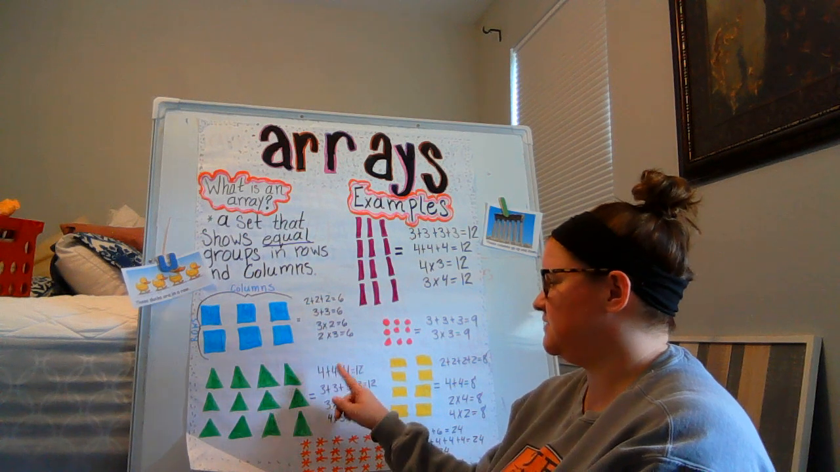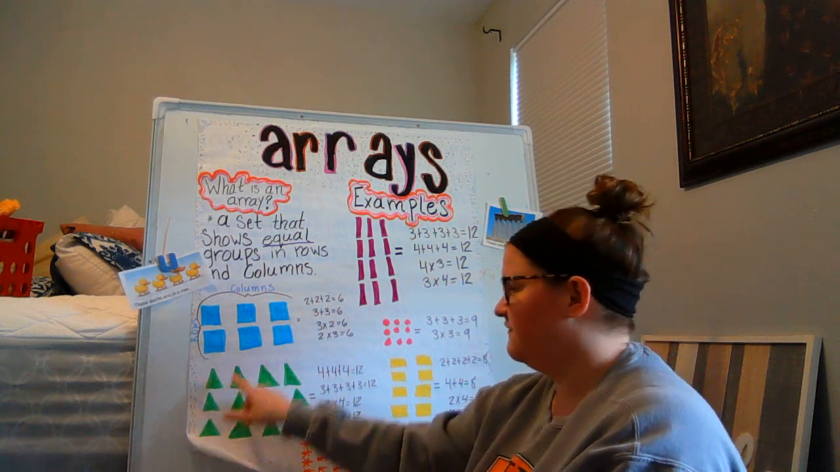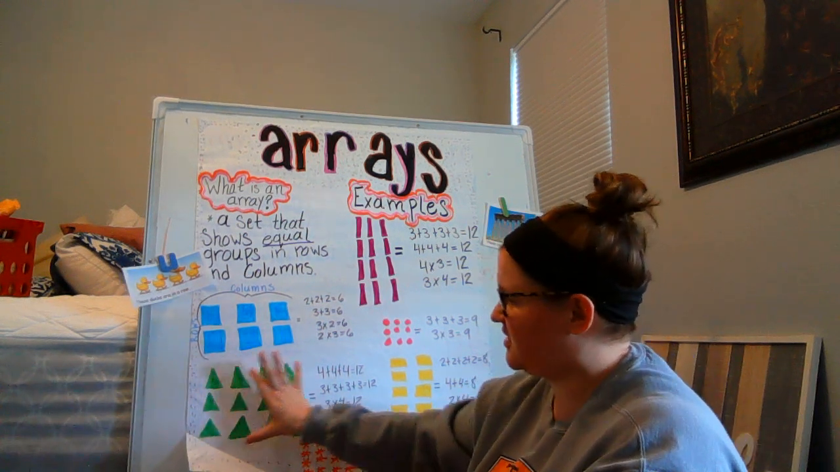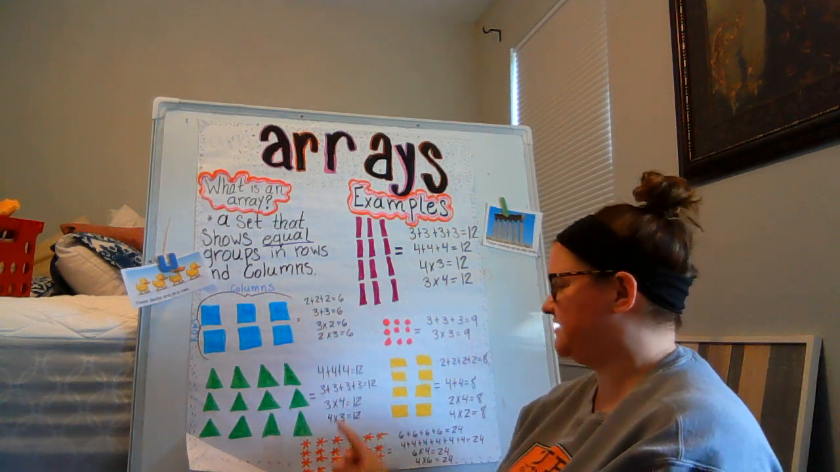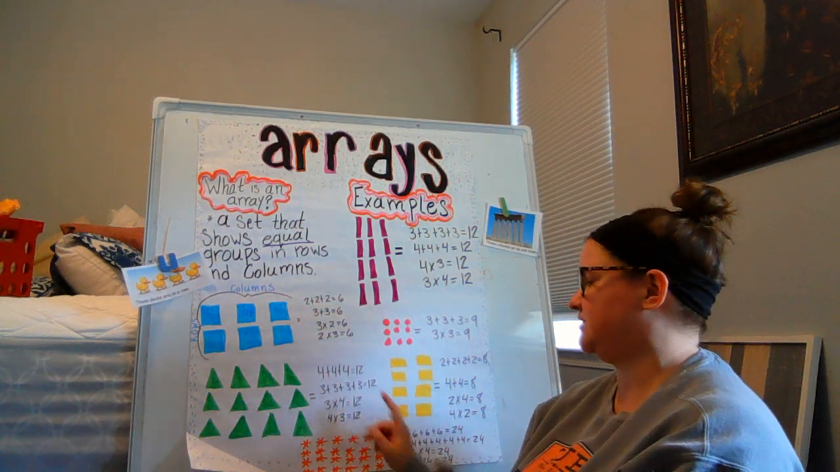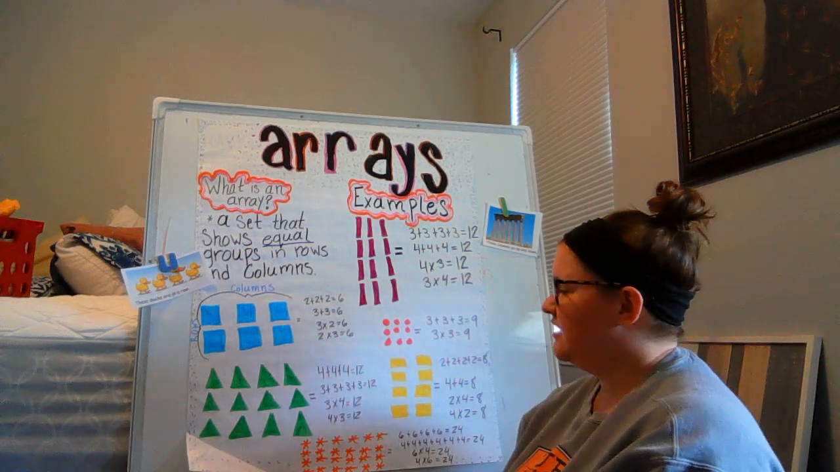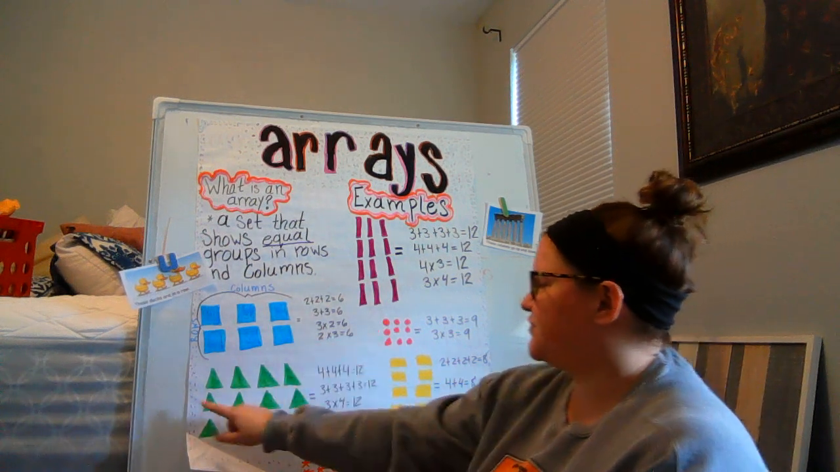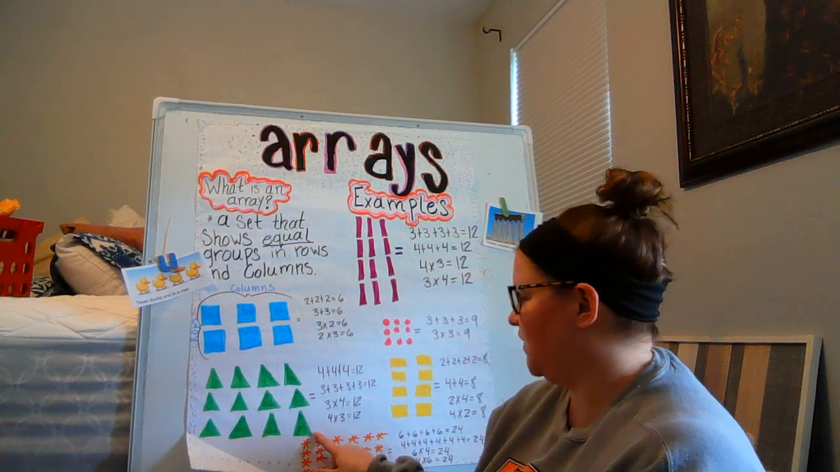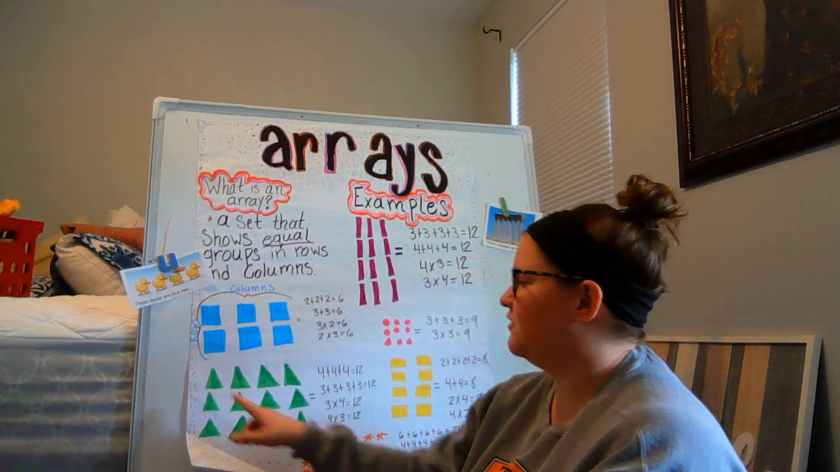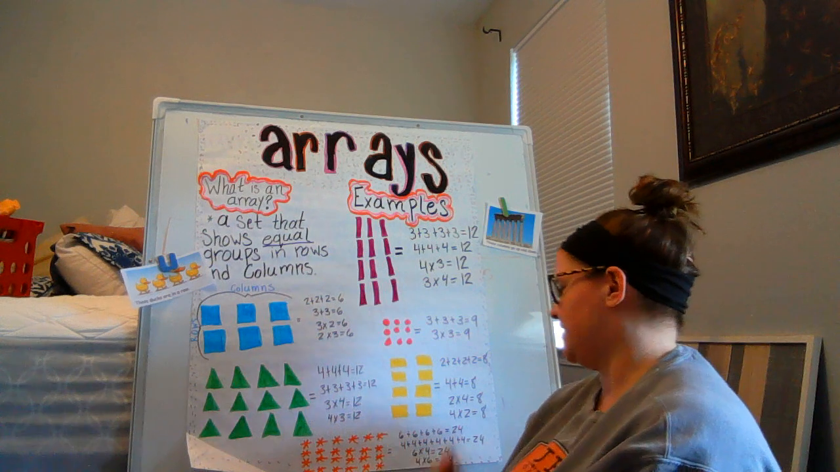Or you would do 3 4 times because there's 3 in each column and there's 4 columns. So you do 3 plus 3 plus 3 plus 3. 3 and 3 is 6. 3 and 3 is 6. 6 and 6 is 12. So you would do 3 times 4 is 12, or 4 times 3 is 12.